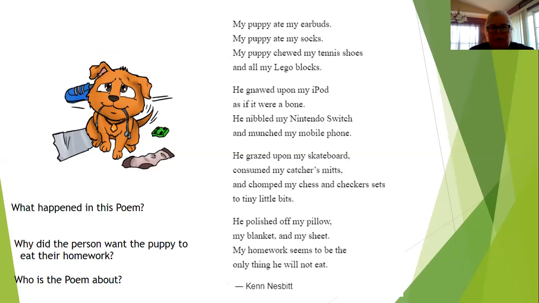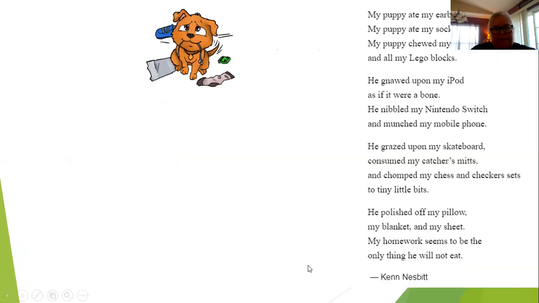What happened in this poem? Why did the person want the puppy to eat their homework? And who is the poem about? Well, let's think. Who was it about? It was about the puppy who kept chewing on everything. And he chewed and chewed and chewed on so much stuff. But at the end, it says, he polished off my pillow, my blanket, and my sheet. My homework seems to be the only thing he will not eat.